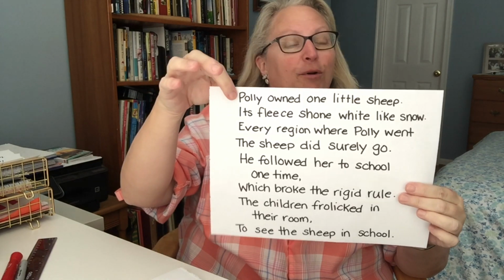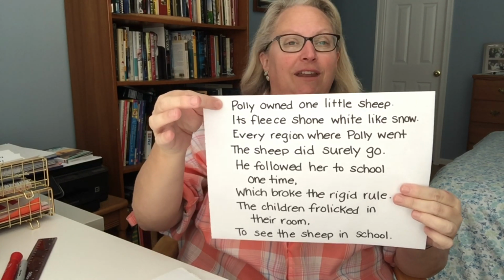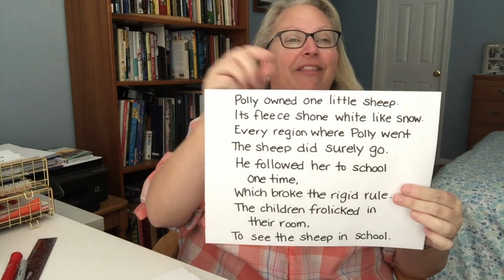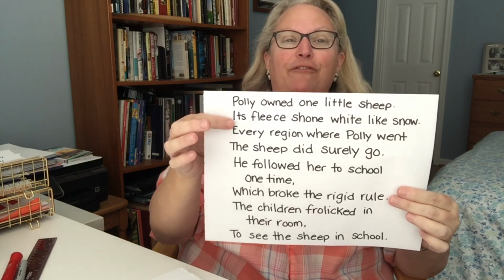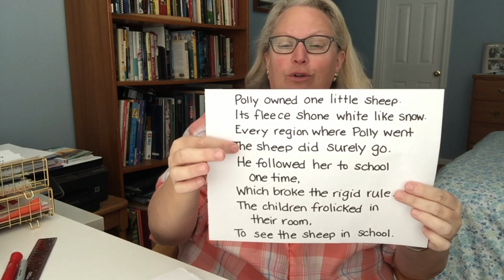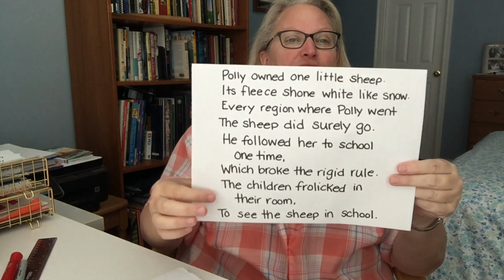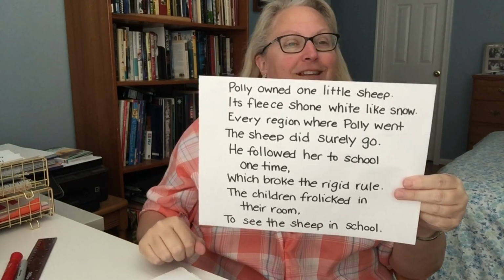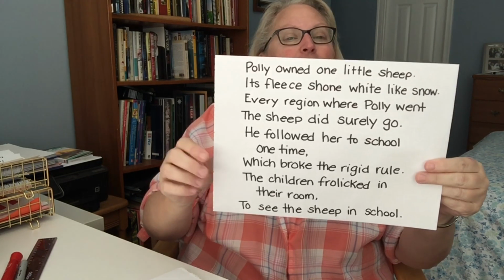So the person who changed this just picked another girl's name that didn't have an A in it. So now our star is Polly instead of Mary. And they couldn't have a lamb, but they could have something pretty close. They had a sheep, and it followed her to school, did just what it was supposed to do, and it broke a rule. And the children in the end, maybe they weren't laughing, but they were frolicking because they didn't have to have a word with the letter A in it that way.